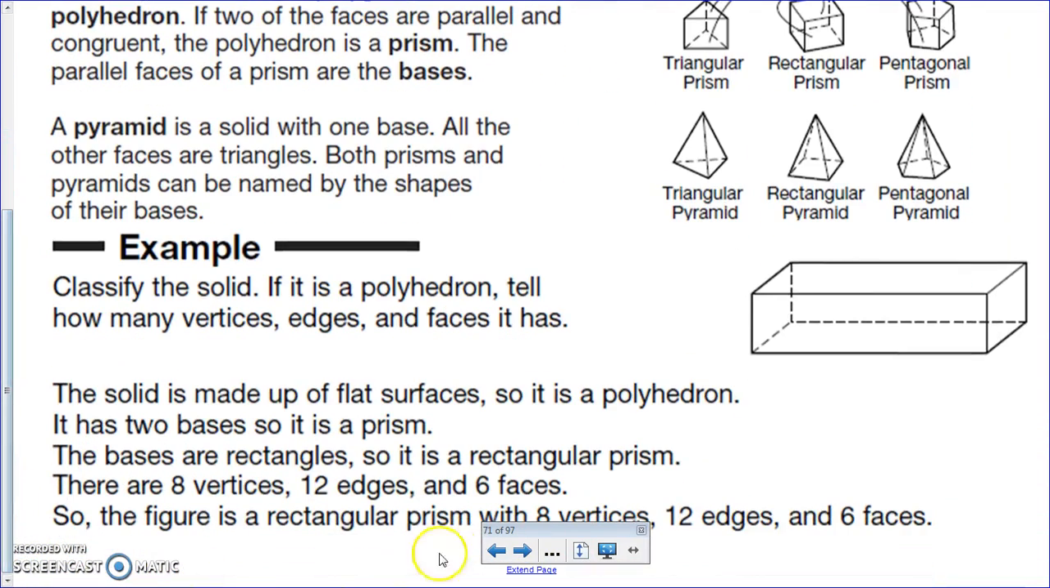Classify the solid. If it is a polyhedron, tell how many vertices, edges, and faces it has. The solid is made up of flat surfaces, so it is a polyhedron. It has two bases. They're at either end. It's actually laying on one of its sides here. And since it has two bases, it's a prism. The bases are rectangles, so it is a rectangular prism. There are 8 vertices, 12 edges, and 6 faces. So the figure is a rectangular prism with 8 vertices, 12 edges, and 6 faces.